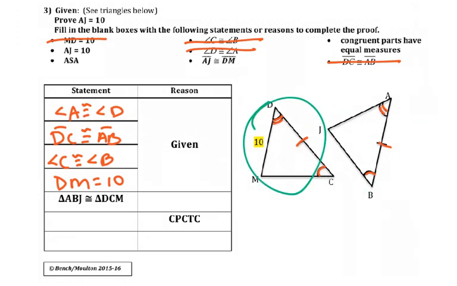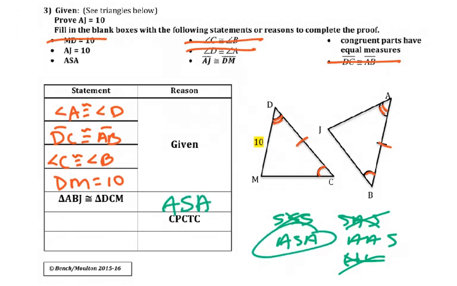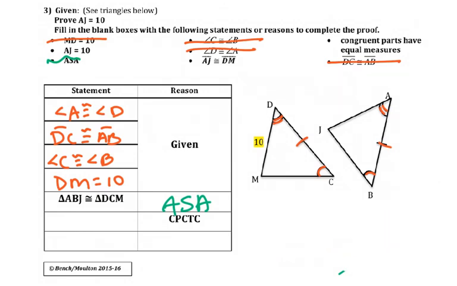What do I have? Well, it's got to be one of the 5 tests. It's got to be either side, side, side, side, angle, side, angle, angle, side, angle, angle, side, hypotenuse, leg. Which one is it? It's not hypotenuse, leg. It's not side, side, side. I don't know enough. It's not side, angle, side. I don't have 2 sides on both triangles. So is it angle, side, angle, or angle, angle, side? Well, angle, side, angle is the only one I know. Plus, you're kind of clued in because that's in the choices. Okay, so now we've proven that 2 triangles are congruent.